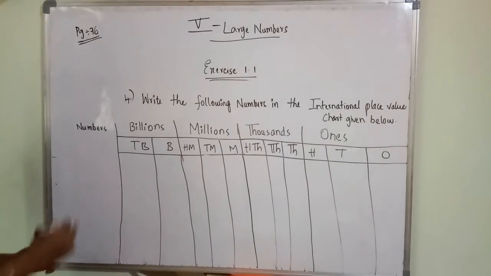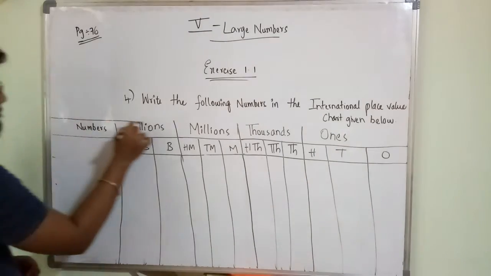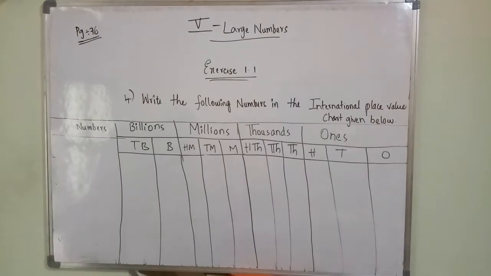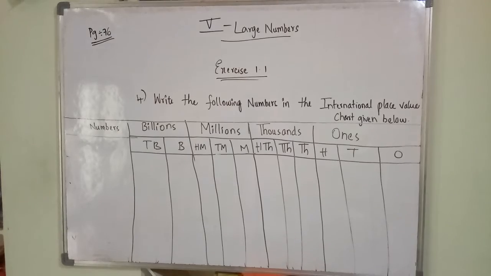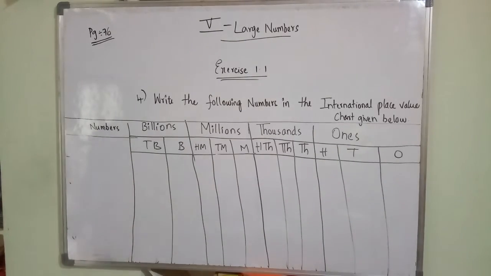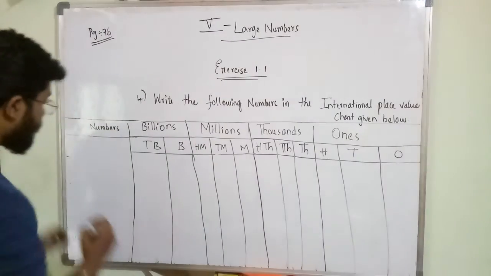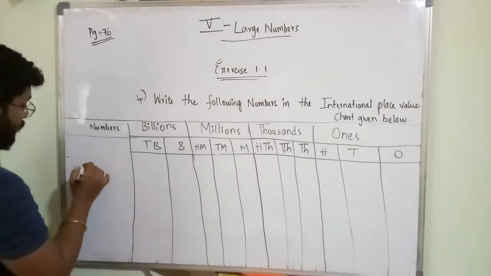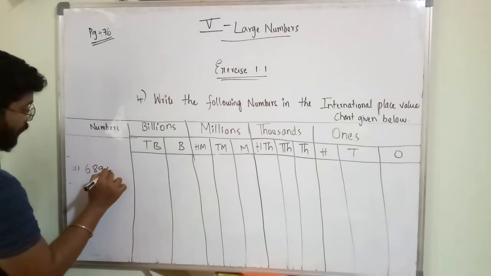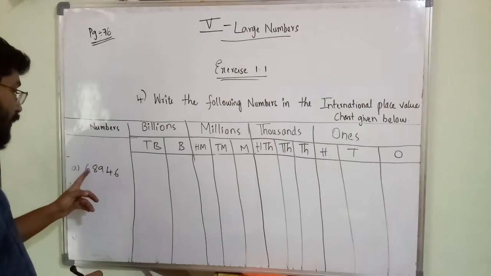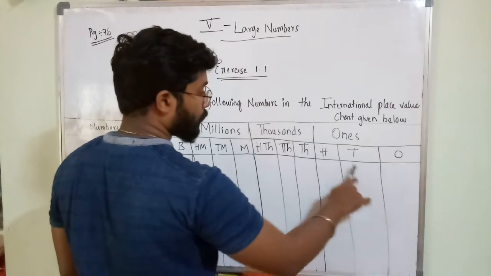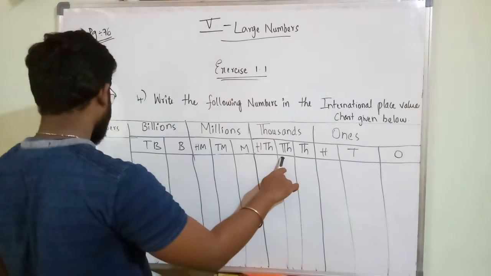So what is the first number he has given? We have completed the chart, so let us see the first number. The number is 68946. How many digits are there here? 1 2 3 4 5. 5 digits are there, no? Count from ones place. This is a 5 digit number.